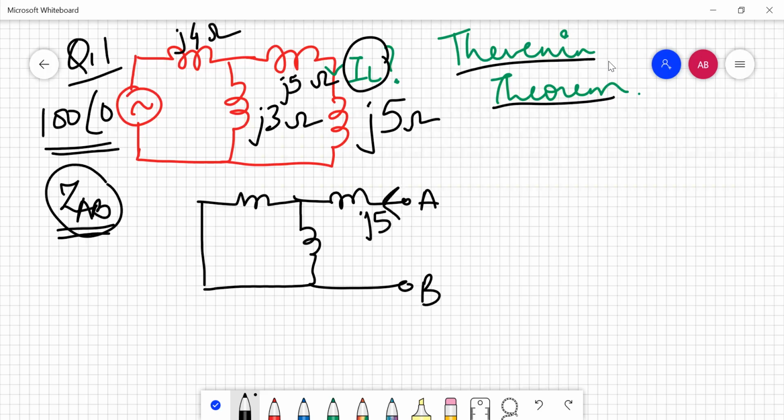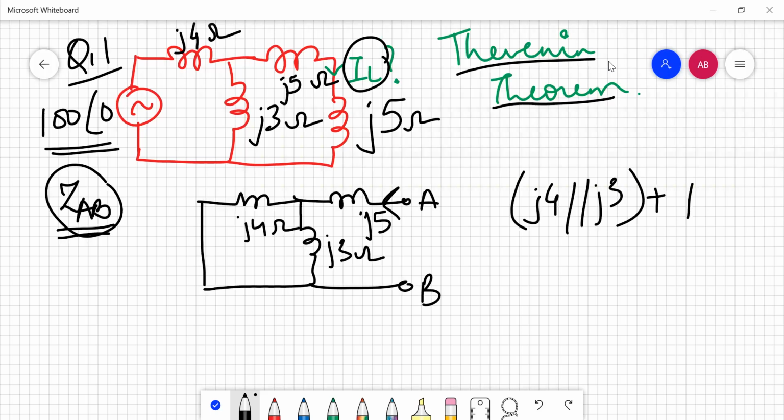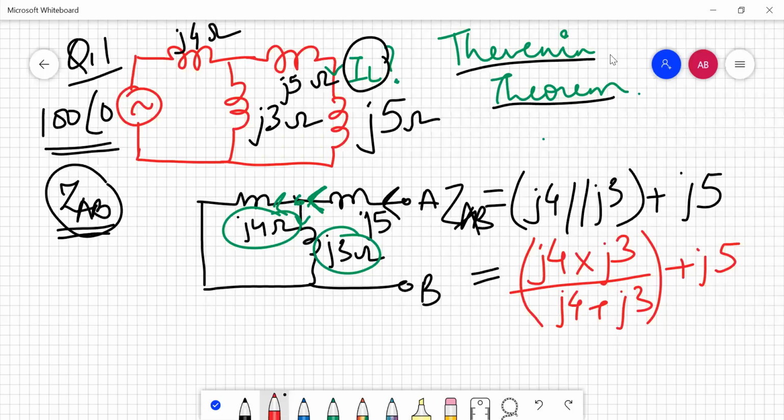Now we have to send the current through our A terminal inside. So this gives me the combination of j4 and j3 in parallel and then in series with j5, right? So here you can see that when the current reaches this point, it gets divided between these two paths. So that is why our j4 and j3 become parallel. So now we need to use our rectangular and polar conversions to get the value of this ZAB.